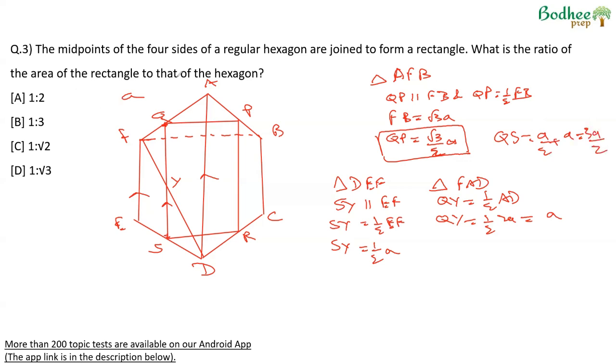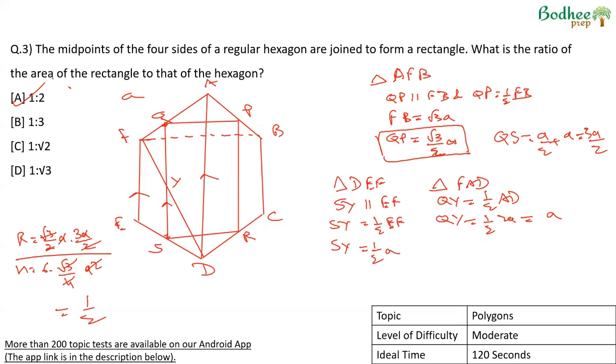We have to find out the area of the rectangle to that of the hexagon. Area of the rectangle will be root 3 by 2 a into 3a by 2. Area of the hexagon will be 6 into root 3 by 4 a square. a square cancelled. 2 2s are 4 cancelled. Root 3 cancelled. We get 3 by 6 or 1 by 2. 1 is to 2 becomes my answer, option A. Again, probably a moderate to difficult level question of about 2.5 minutes to solve.